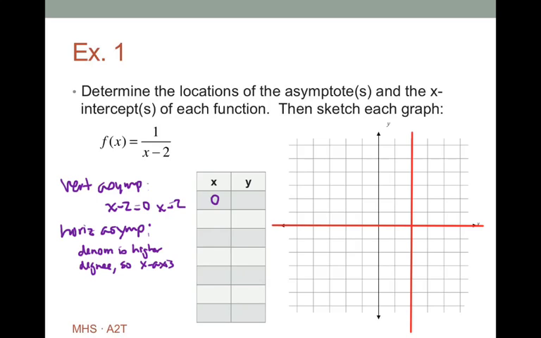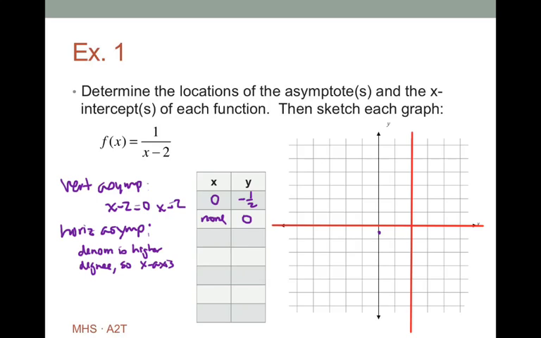Now we're going to go ahead and plot our x-intercept and y-intercept. So we plug in 0 for x. I get 1 over (0 minus 2), which is 1 over negative 2, so negative 1/2. So I can plot that point, and there it is. If I plug in 0 for y, I'm going to get 1 is equal to 0. That makes no sense. So there is no x-intercept. So that one I can't plot.